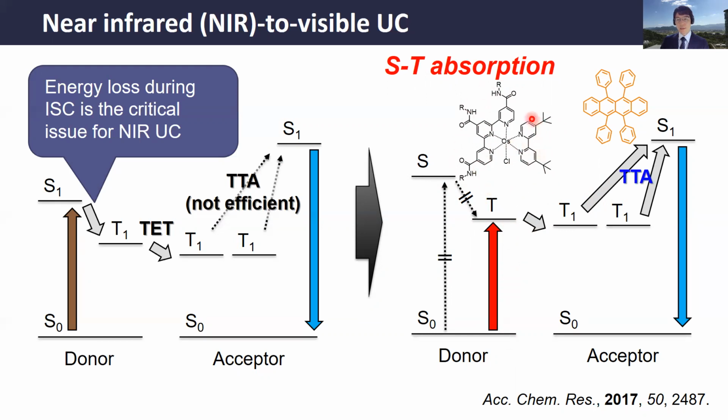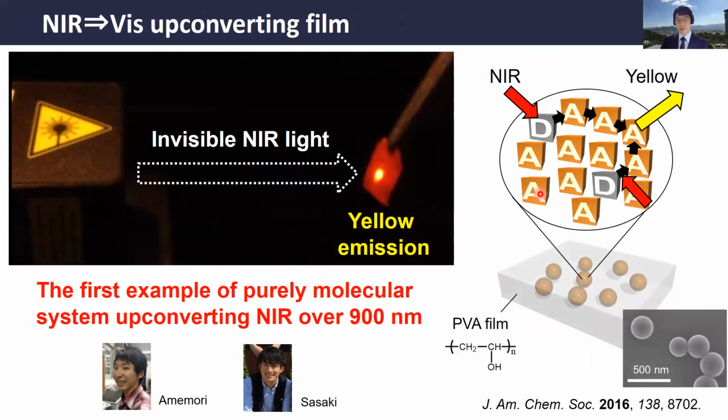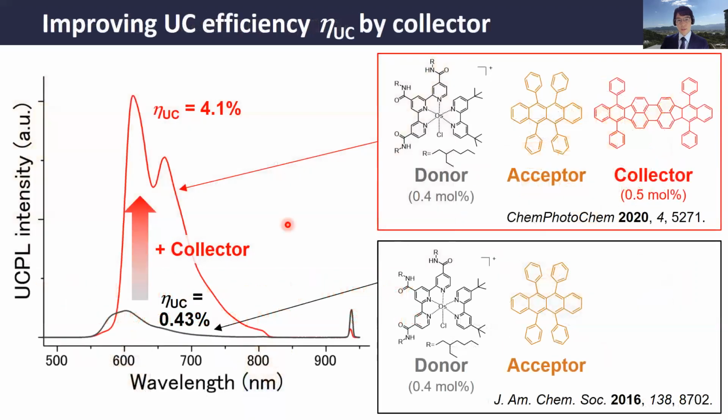So we combine this osmium complex with the acceptor rubrene. We doped osmium complex in the rubrene nanoparticle and embedded it in the oxygen blocking PVA, and we achieved the near-infrared to visible upconversion by using such an invisible near-infrared light over 900 nanometer. So this is actually the first example of a purely molecular system efficiently upconverting near-infrared light over 900 nanometer. But actually, the upconversion efficiency was moderate at that time, 0.43%. But later, we succeeded to improve the efficiency to about 4% by just adding the third component collector, DBP, a small amount of collector.